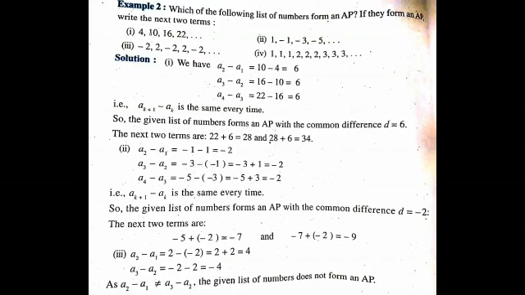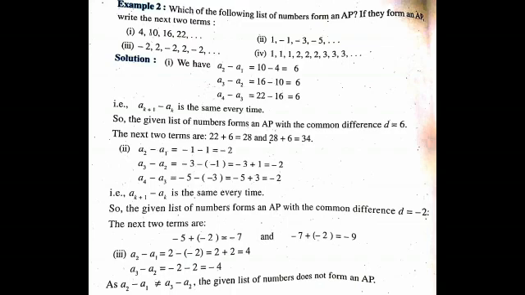Second subtopic, we have the list of numbers as 1, minus 1, minus 3, minus 5 and so on. We will find the difference between two consecutive terms. A2 minus A1 gives us minus 2. A3 minus A2 gives us minus 2 again. And the difference between the fourth and third term also gives minus 2. So the given list of numbers forms an arithmetic progression with common difference D equal to minus 2. The next two terms are minus 5 plus minus 2, which is equal to minus 7, and then minus 7 plus minus 2, which is equal to minus 9.